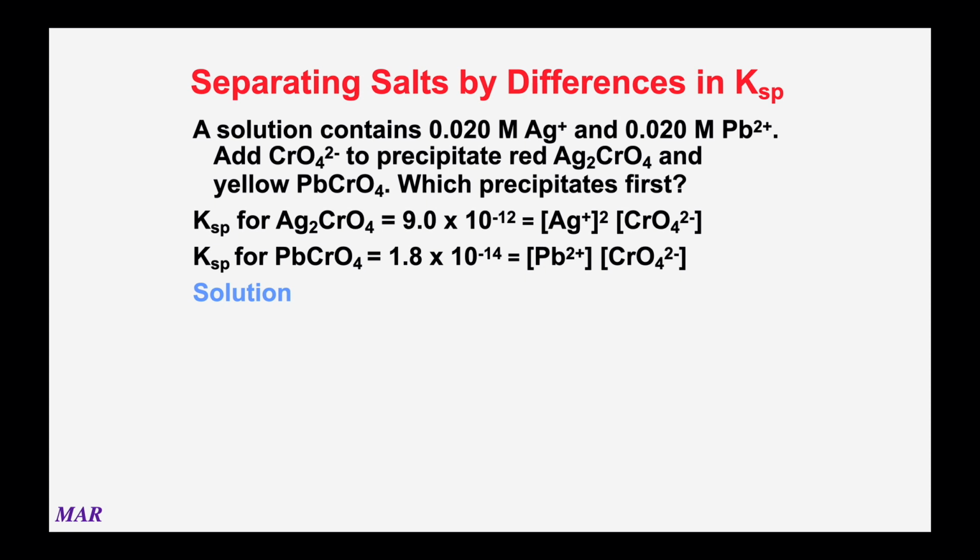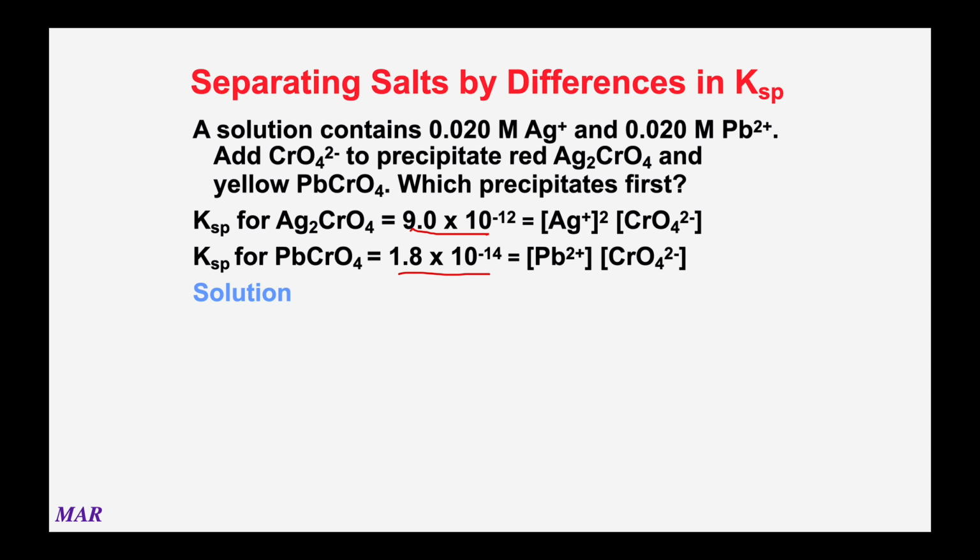And we want to separate the two of them out. Now, chromate is a great polyatomic ion to add here, because both red Ag2CrO4 and yellow PbCrO4 are insoluble compounds, but they're not soluble to the same level. And here are the KSPs for the compounds that form, and you can see that there's a little difference between them. They're not the same number, all right?